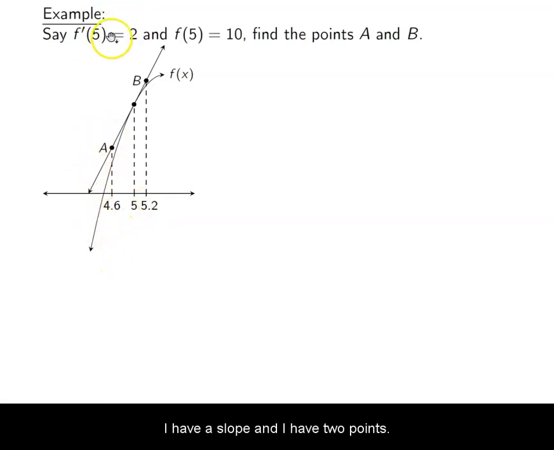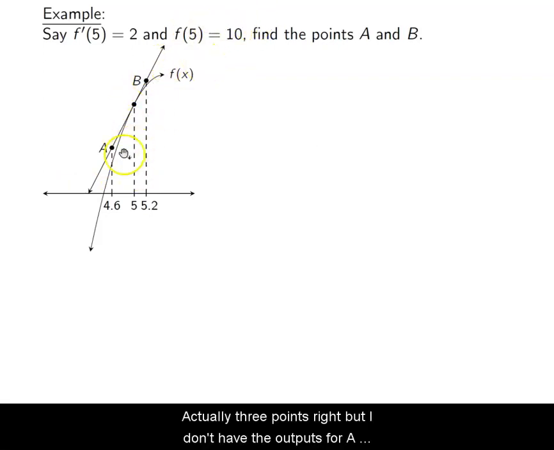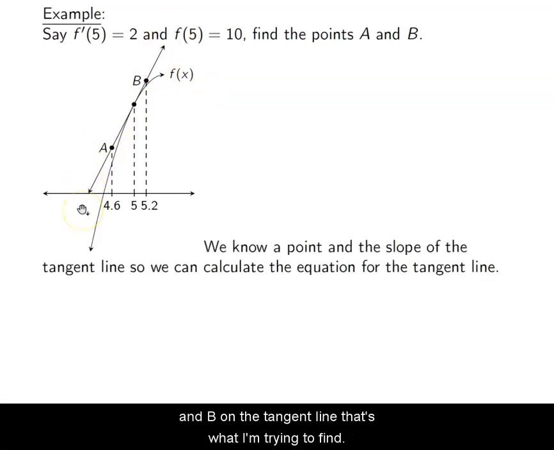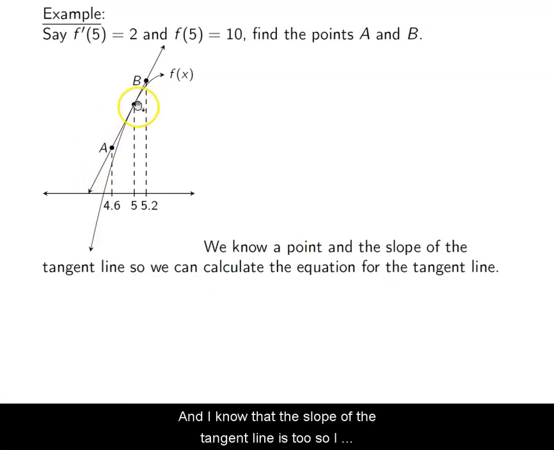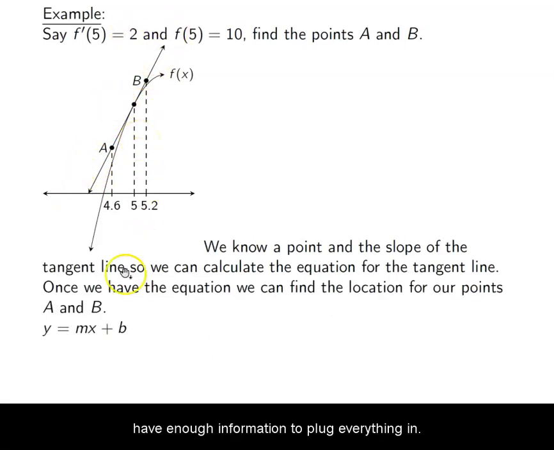I have a slope and I have 2 points, so actually 3 points, right? But I don't have the outputs for a and b on the tangent line. That's what I'm trying to find here. So again, we know a point and the slope of the tangent line, so I can find the equation of the tangent line. I'll do just what I did before. I know that (5, 10) is a point on the line, and I know that the slope of this tangent line is 2. So I have enough information to plug everything in.